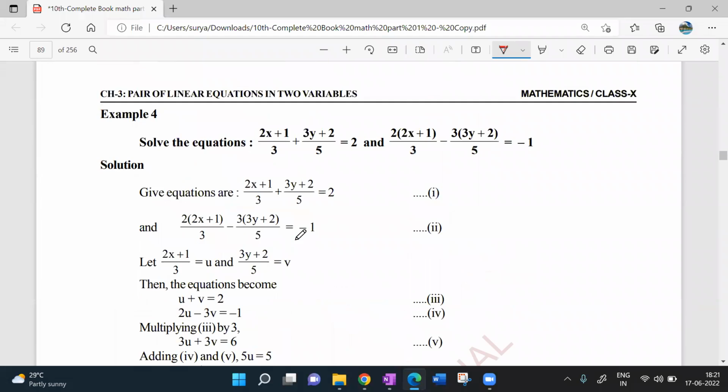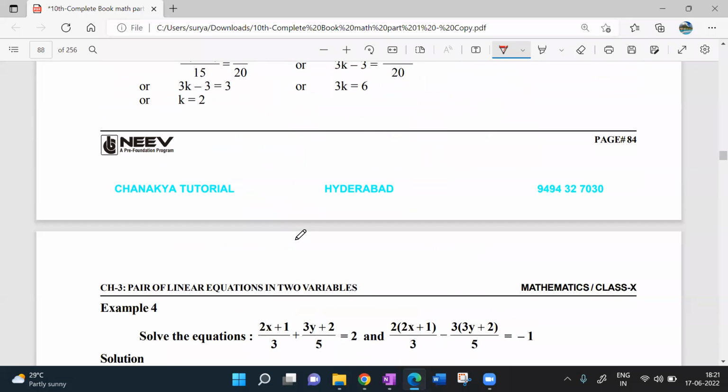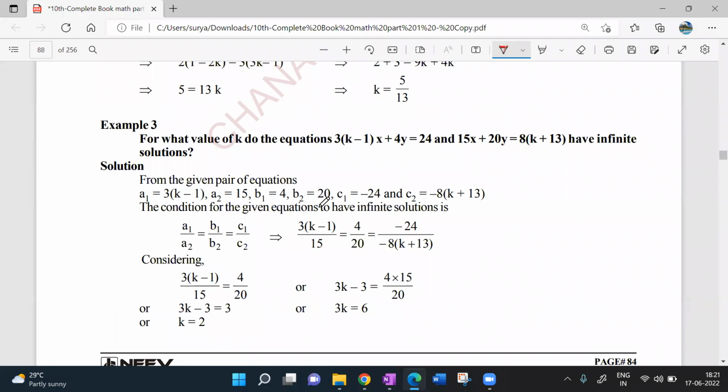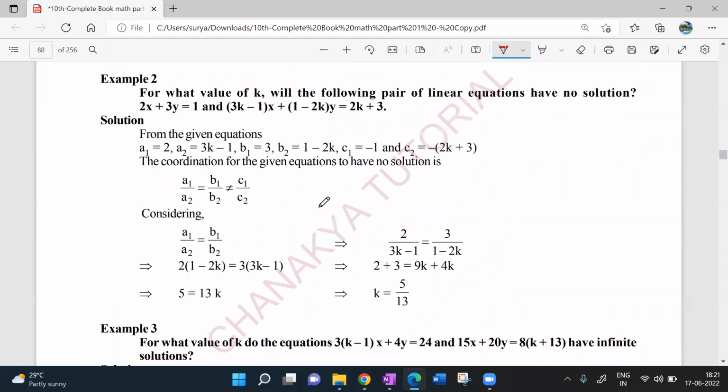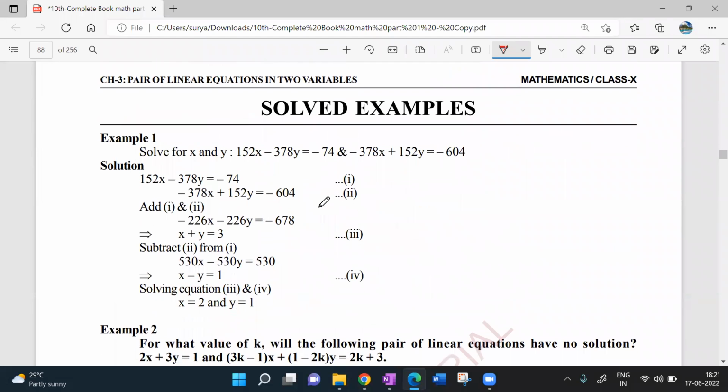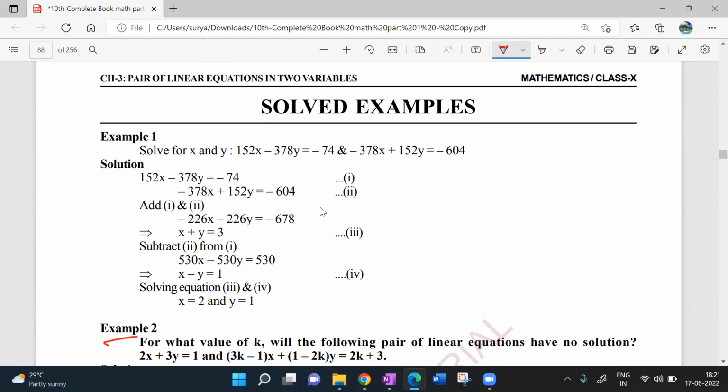So everyone should solve this equation now. Everyone solve this example too. Quick. I need a response from everyone, and that too privately, not publicly. Quick.